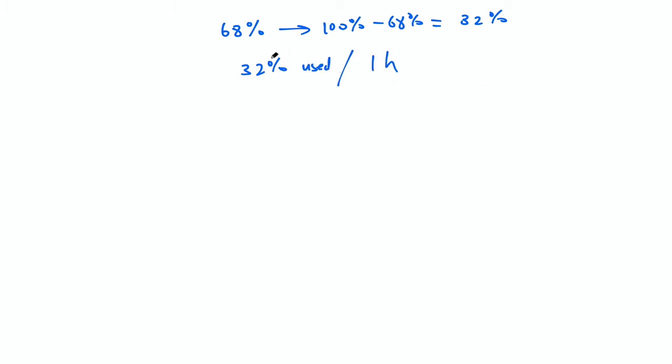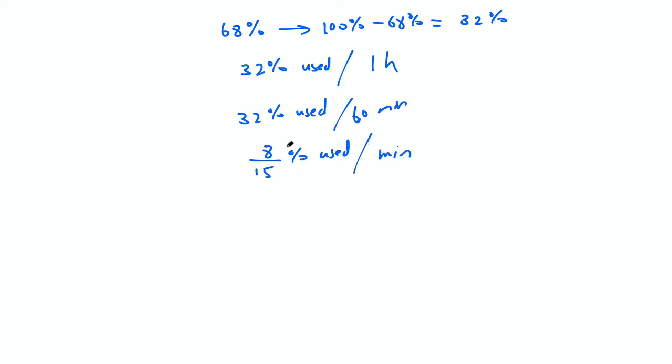So if I were to instead convert this into minutes, that's 32% used per 60 minutes. And if I divide 32 by 60, I end up getting 8 over 15%. This is how much battery is used per minute.